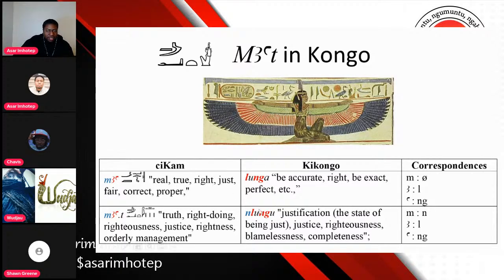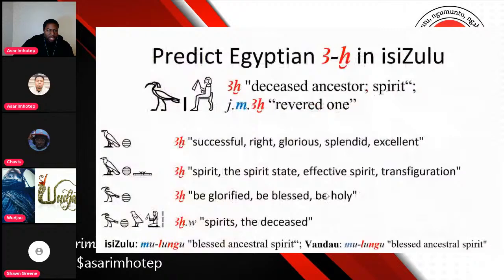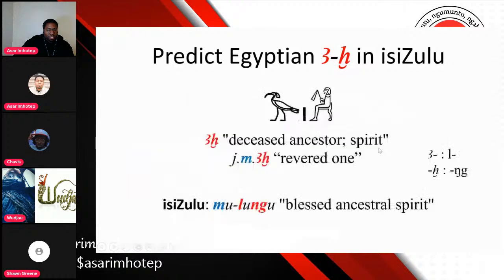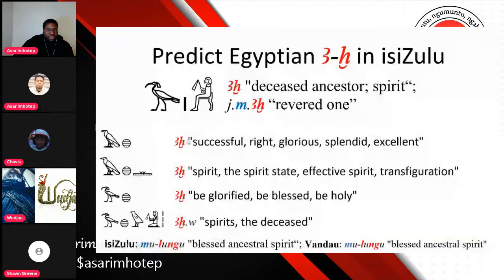Now, why is this important? Because remember that same consonant sequence that we saw in isiZulu that is correspondent with the Ach is correspondent with the Ma'at form. And so remember that word here, Lunga, to get in order, to get correct, to get fit, to get prepared, to get ready. This is actually the root of the word Ach. And this is why, the Ach, successful, right, glorious, splendid, excellent. All of these are in the semantic spheres of to be in order, and things that are in order is good and excellent and done well and equipped and fit.